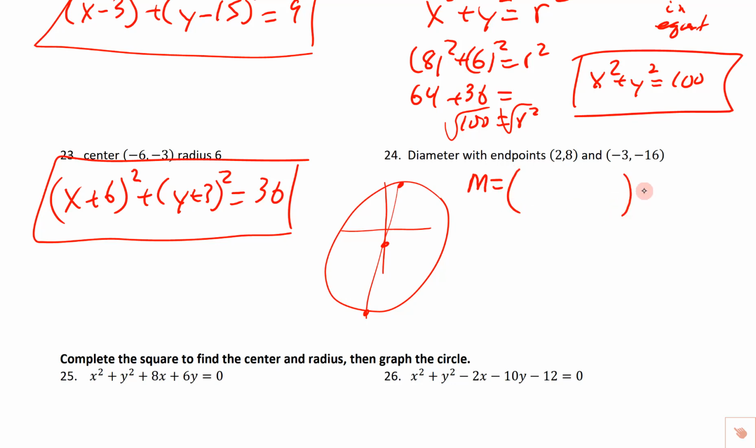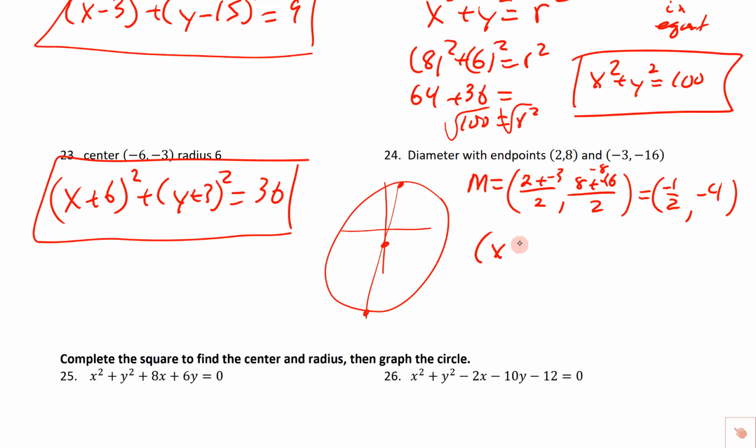So if we need to know the center, we need to know the midpoint. The midpoint is going to be the average of the two of these. So this is going to be 2 plus -3 divided by 2, and then this is going to be 8 plus -16 divided by 2. So this turns out to be -1/2. And then this is -8 divided by 2, so this is going to be a -4. So there's the center. So here's what we know so far.